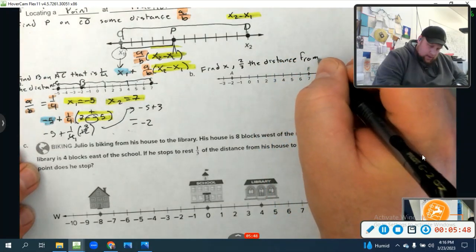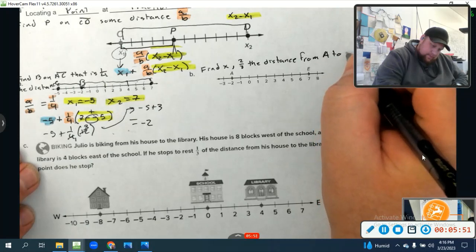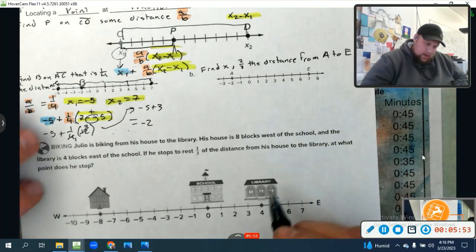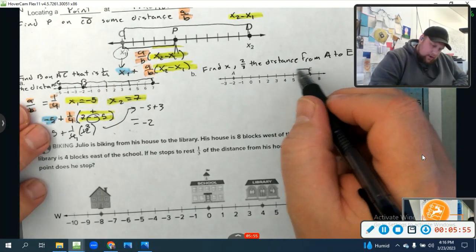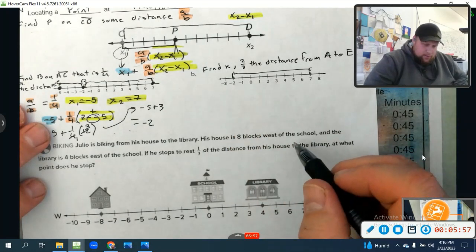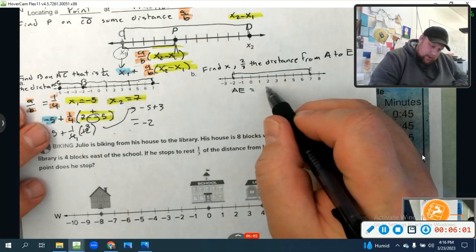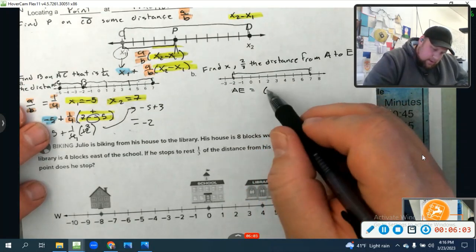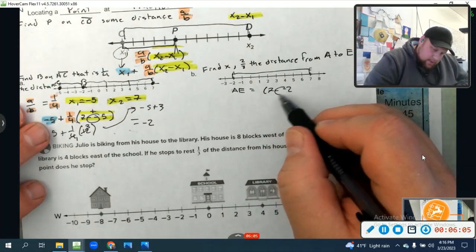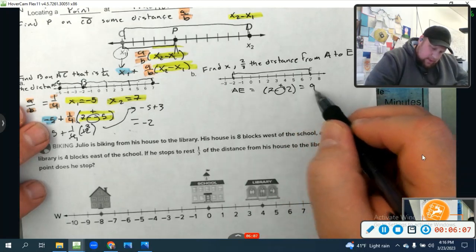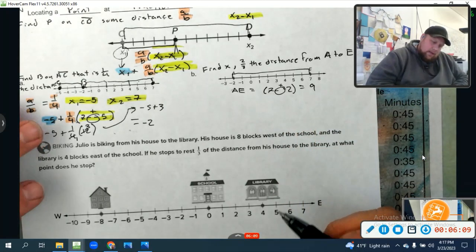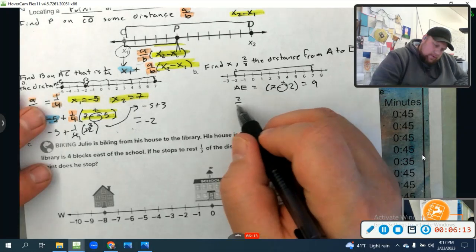So first things first, guys, I'm just going to figure out this distance. And you can count it or subtract to get it. But I'm going to say, hey, AE equals what? 7 minus -2, which is just a plus. So that equals 9. Okay? All right. And I want to find 2/3 of 9. 3 goes into it once. 3 goes into 9 3 times. I'm left with 2 times 3, which equals 6.